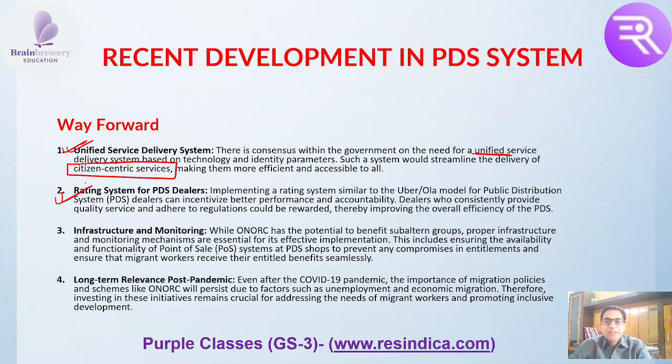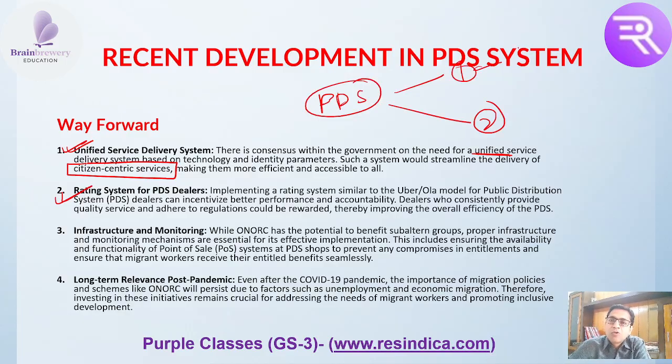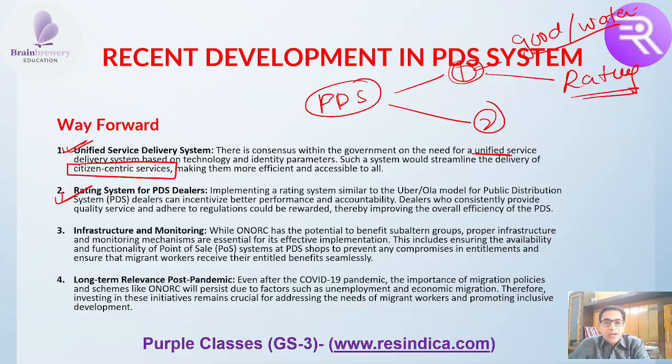Proper rating of the PDS dealer, that means you should start rating the PDS dealer. If PDS dealer 1 is there and 2 is there, and 1 is providing all good services, providing water to everybody, and has proper behavior, then PDS shop owner 1 will get a good rating. Based on the rating system, like Uber and Ola, the way the rating system works, we can also do the rating system for the PDS dealer or fair price shop owner. Based on that, they may be rewarded, they may be penalized for the same work.